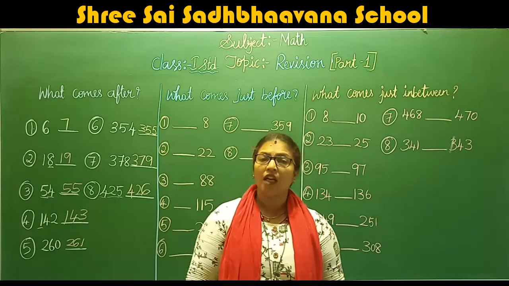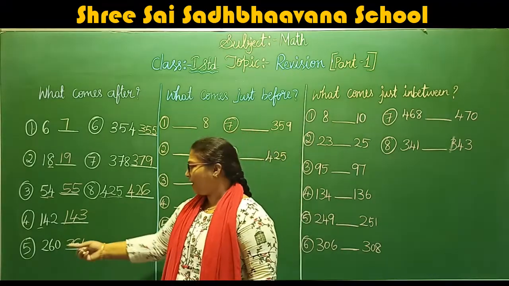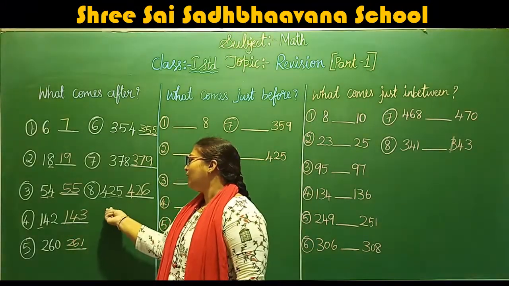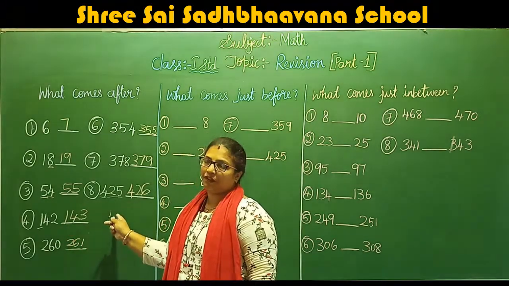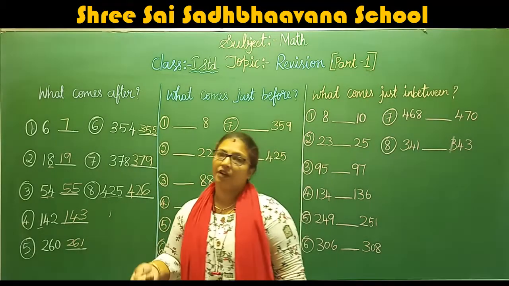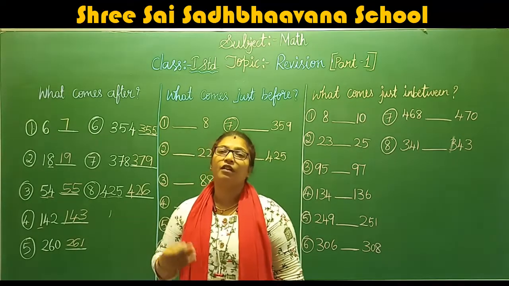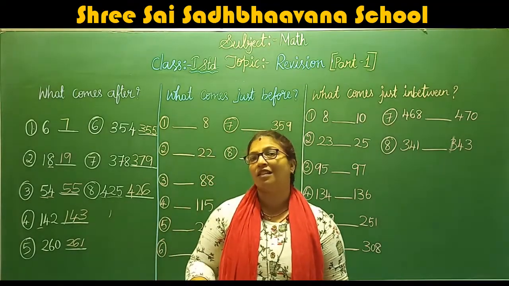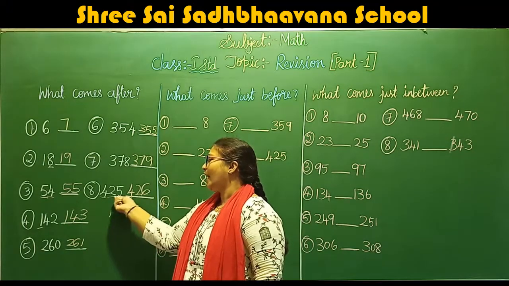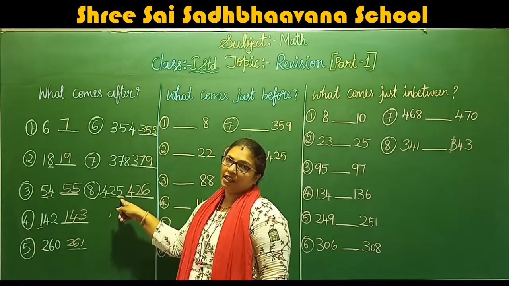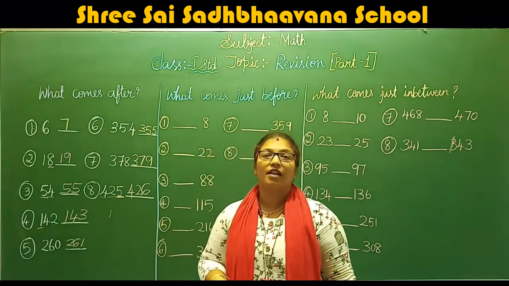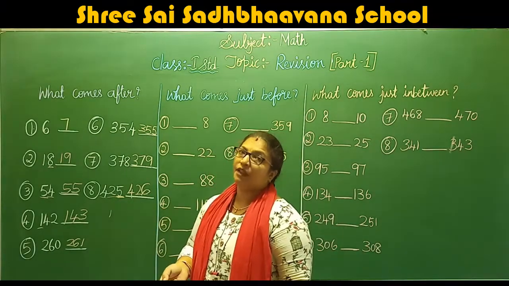426. Understood, children? If they give 0, the next number will be 1. If they give 1 in the ones place, the next number will be 2. If 2 is there, the next number is 3. For 3, the next number is 4. So, you only see the ones place and write the next number for the ones place. So, easily you can write the after number, right?